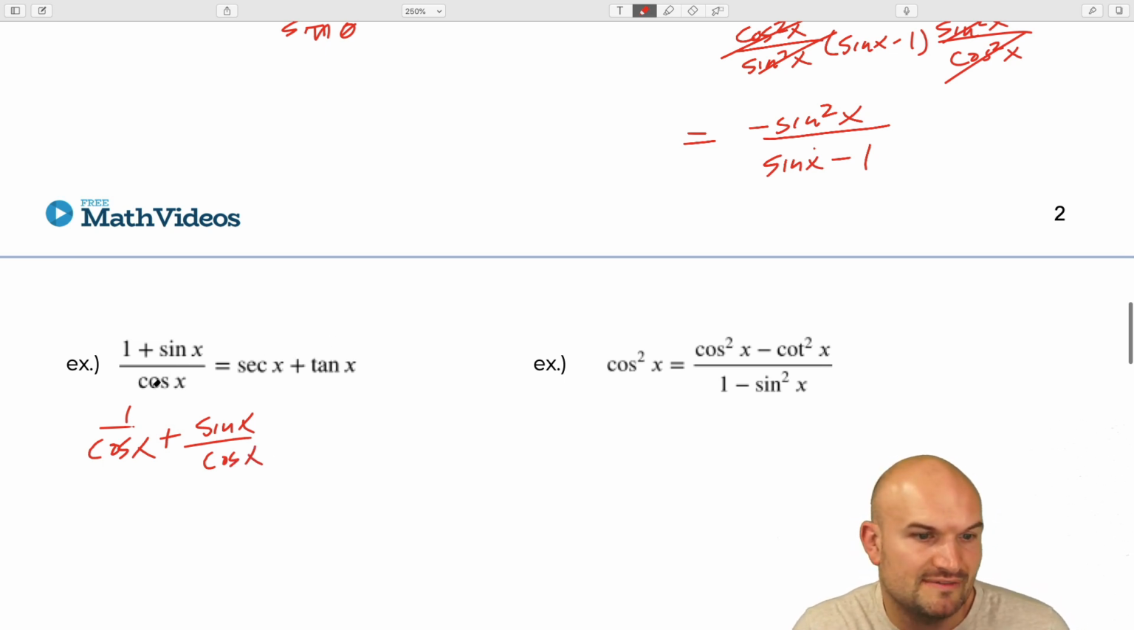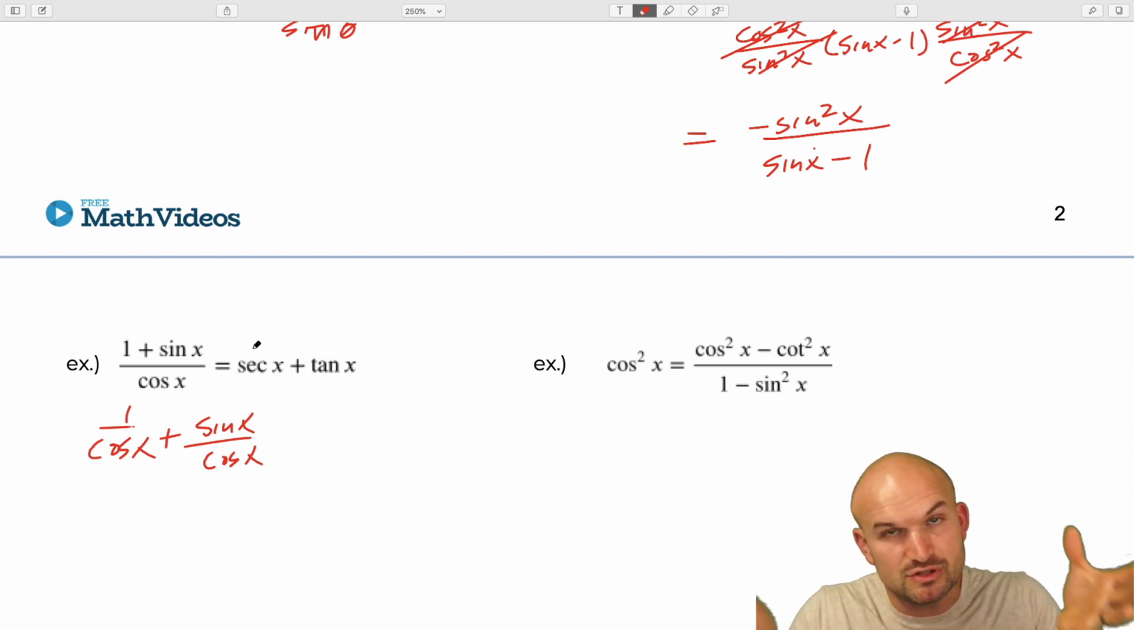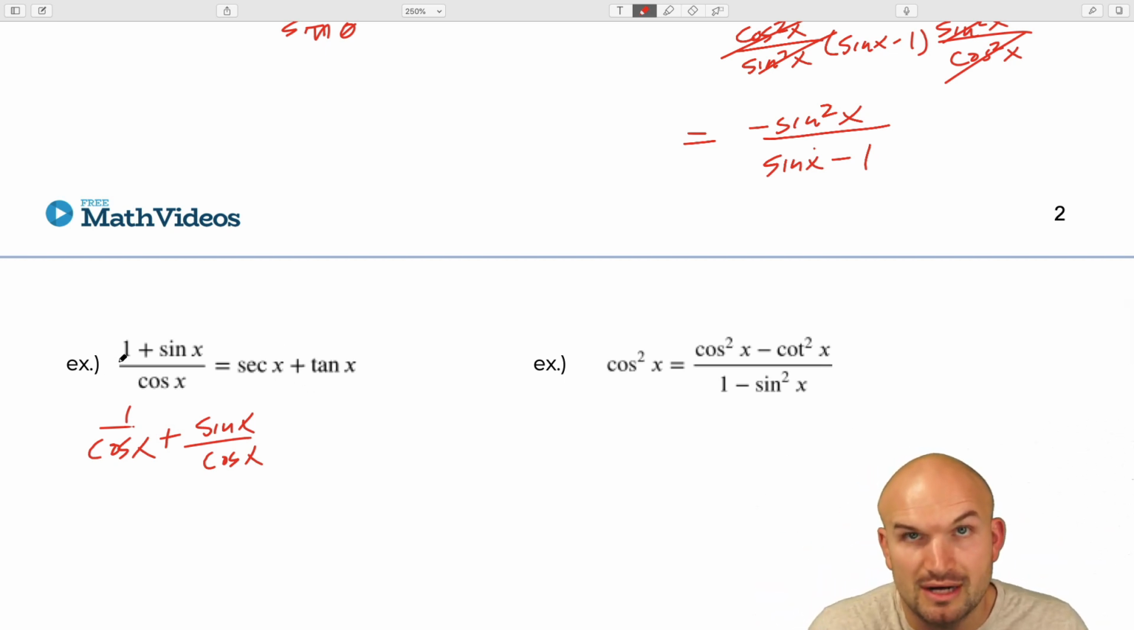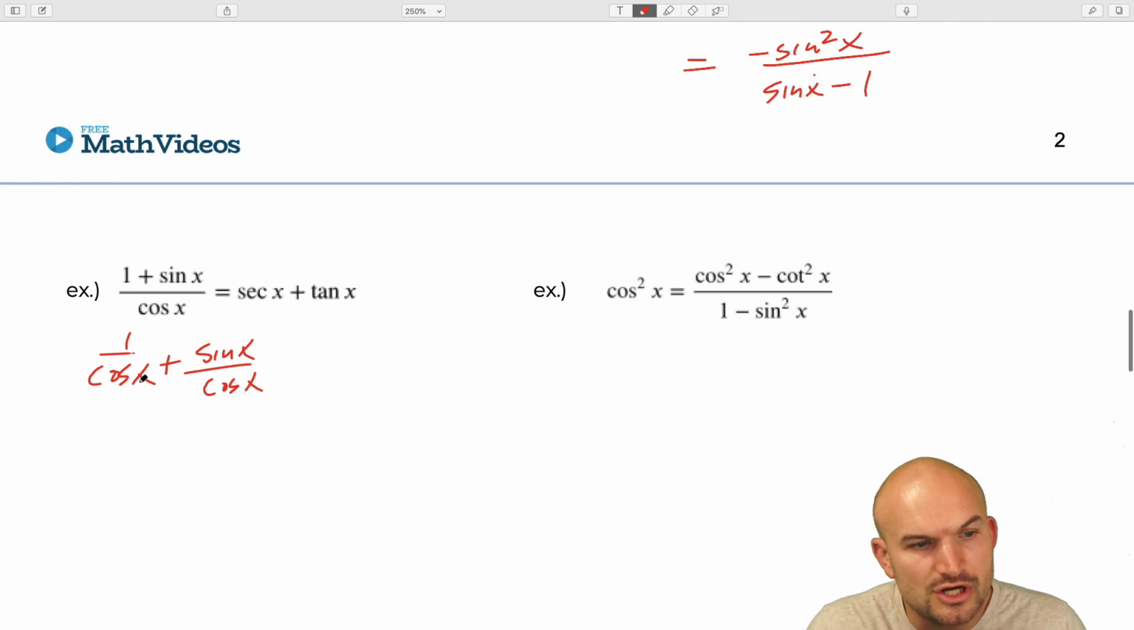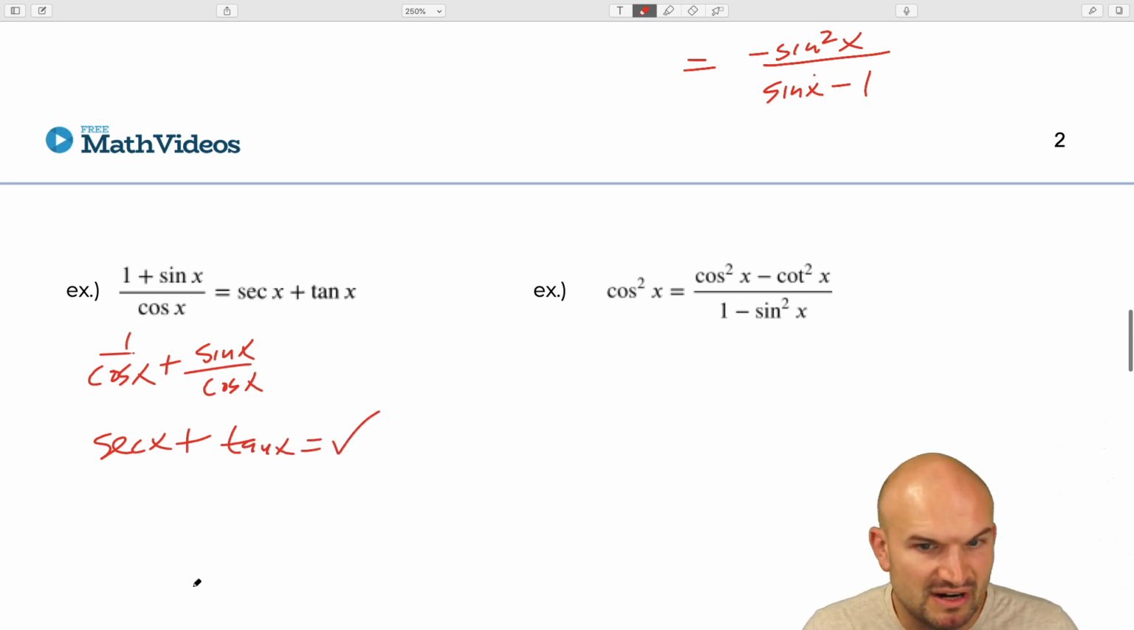That's why I'm working on the left-hand side, because I'd much rather distribute this than try to combine these two into one denominator. But you could do that as well. If you want to work on the right-hand side and combine them into one term, you get the same answer, obviously. So 1 over cosine is secant of x, and sine over cosine is tangent of x. And you can see that it has been verified.